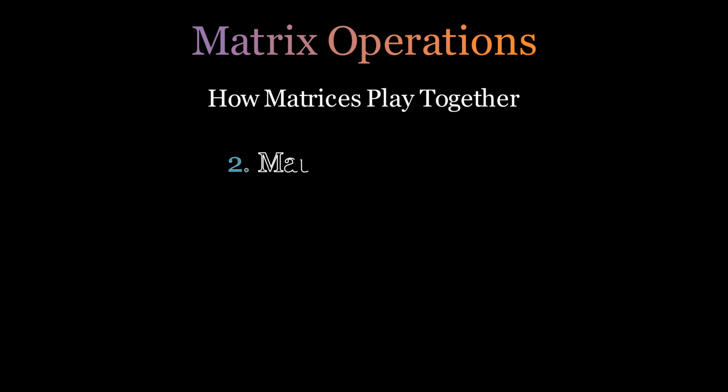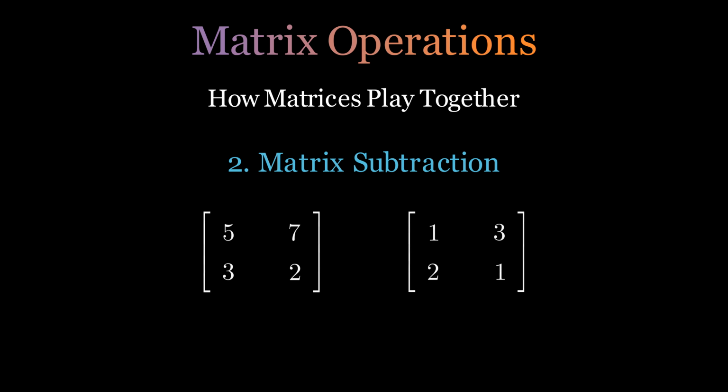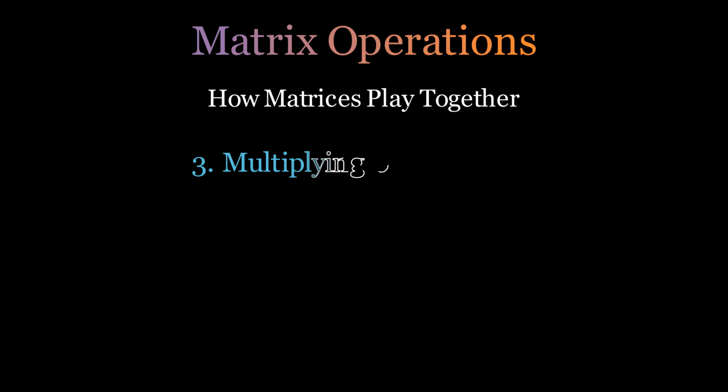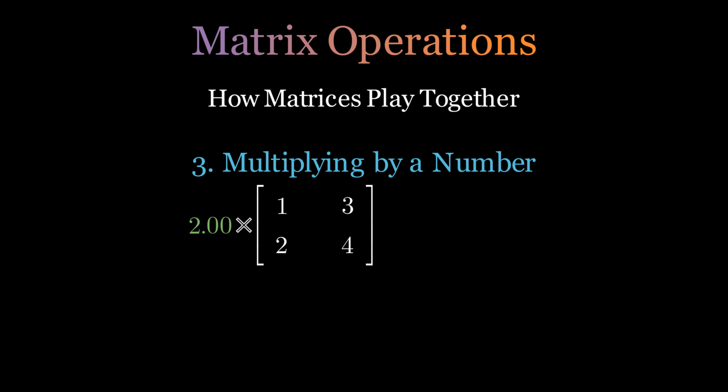Subtracting matrices is like eating cookies from a pile. You start with the first pile. Then take away cookies from the second pile at each position. Multiplying a matrix by a number is like making copies of your cookie piles. If you multiply by 2, you get double the cookies in every position.